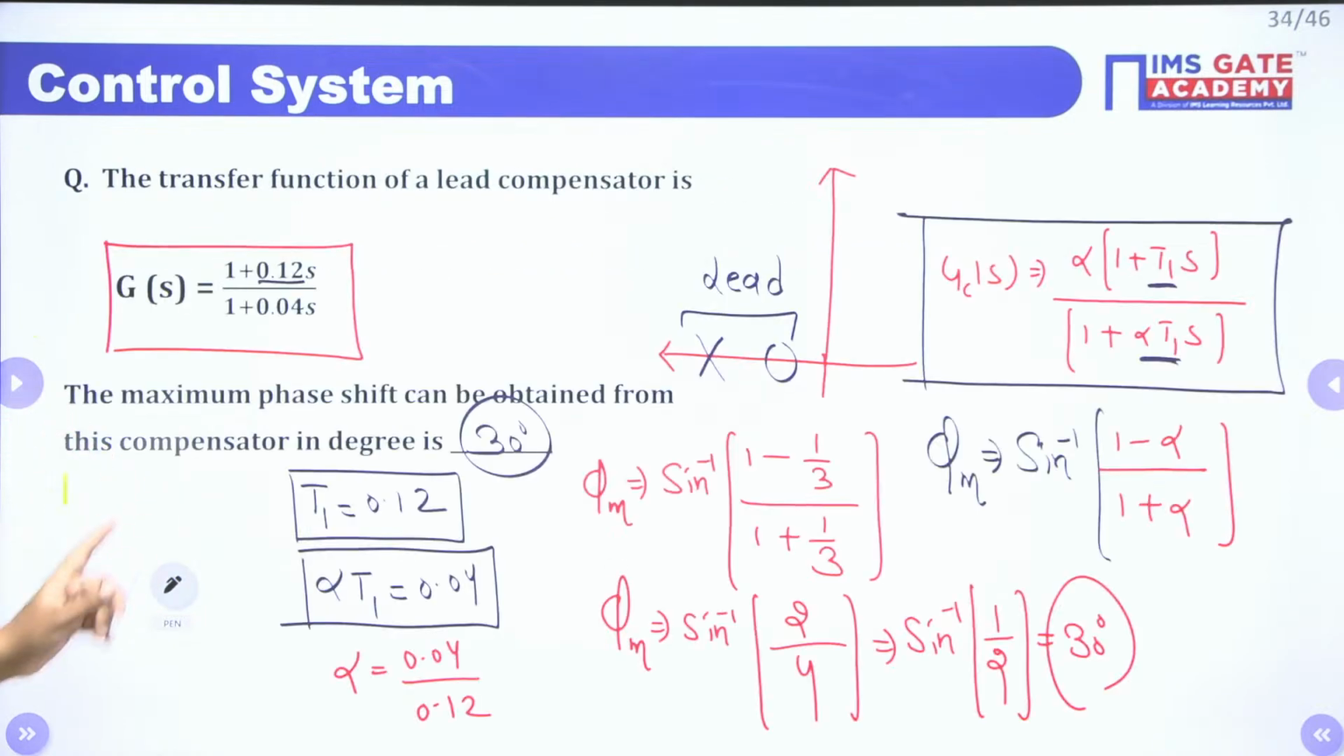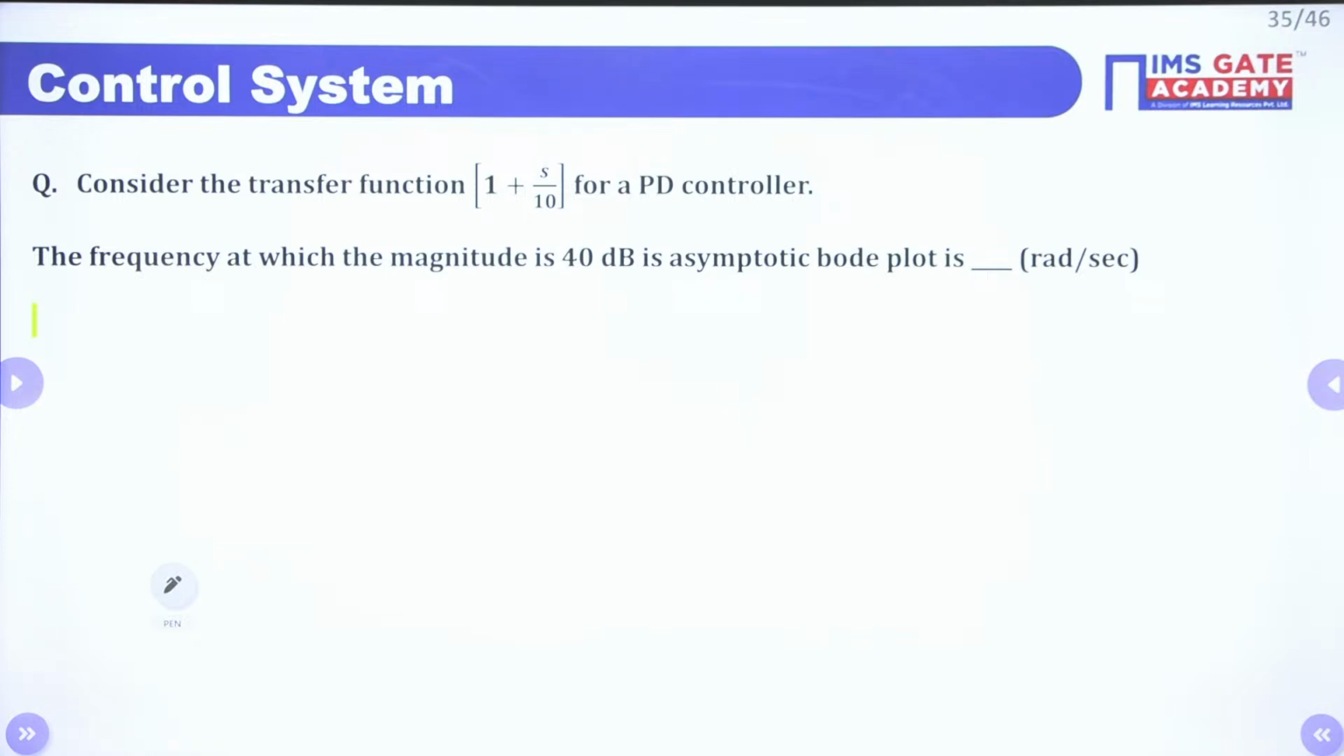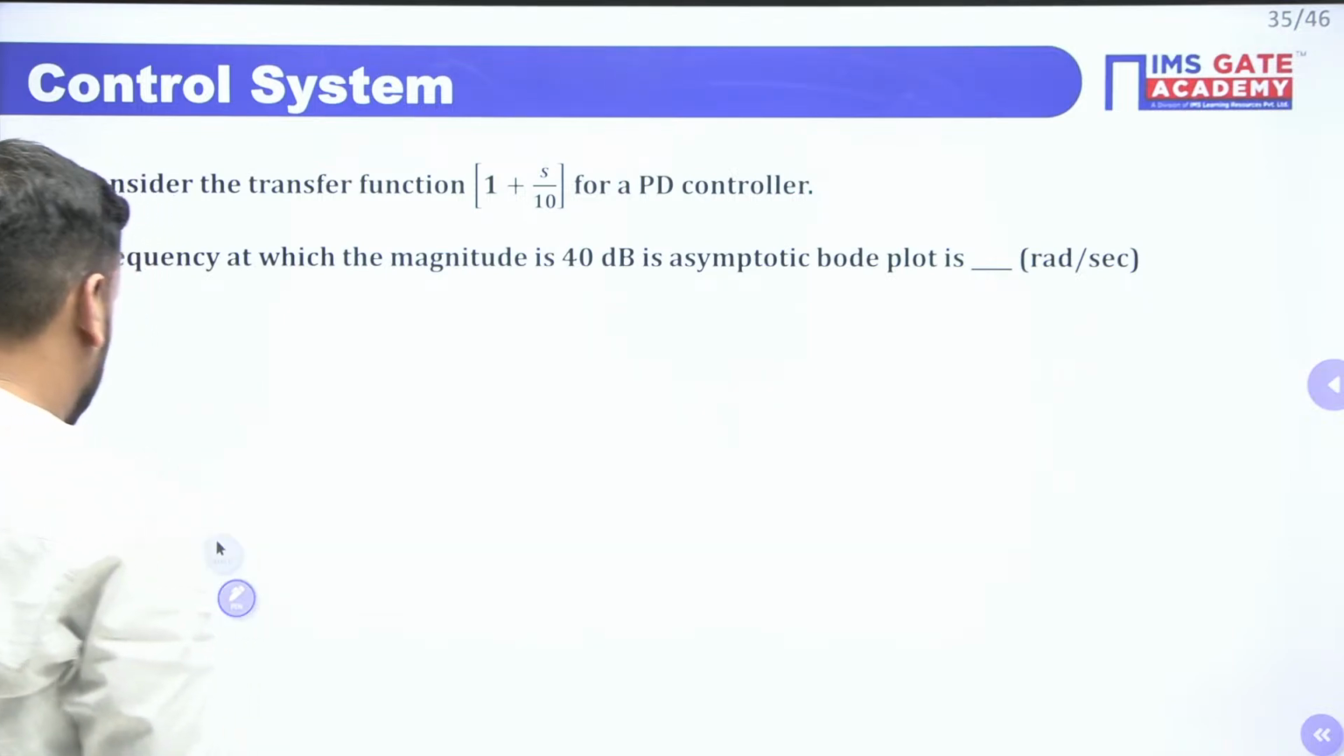Correct answer for this question is 30 degree. 30 degree lead compensator question. PD controller question. Okay.